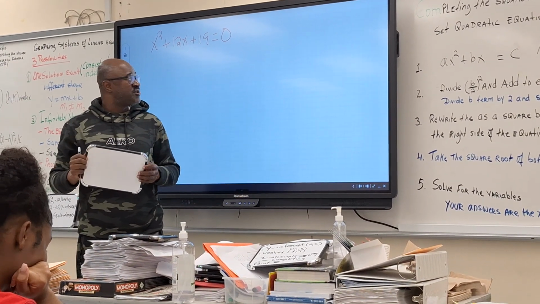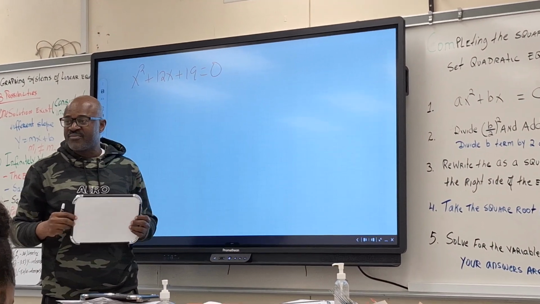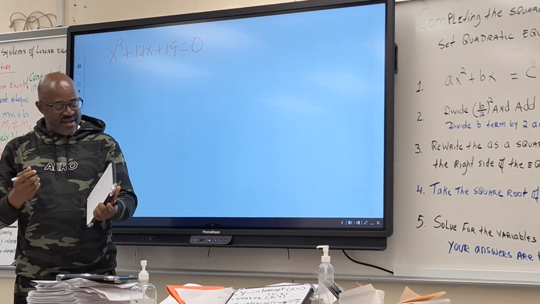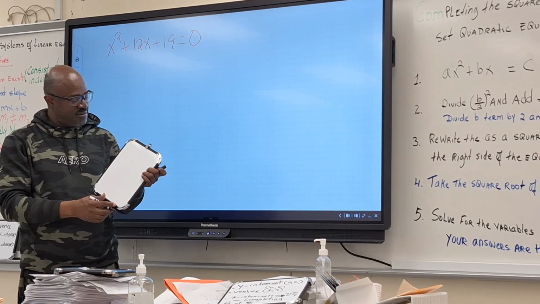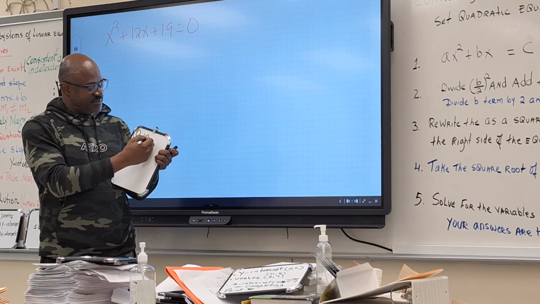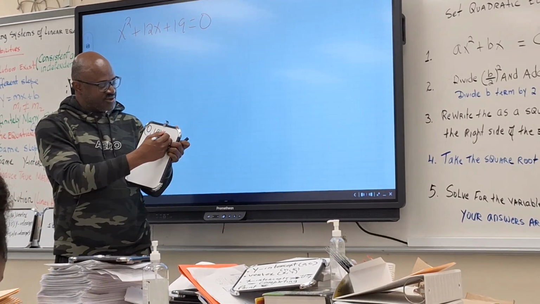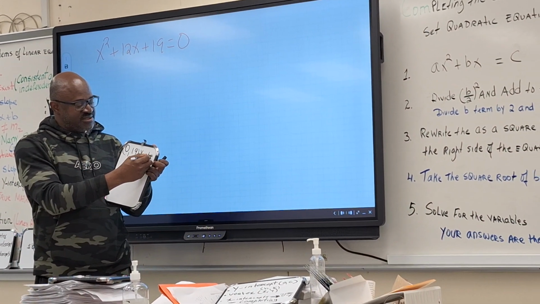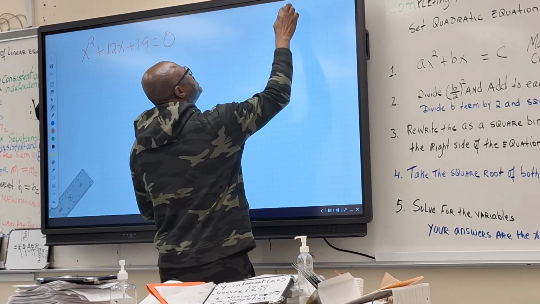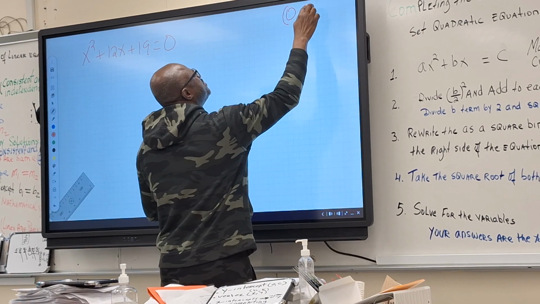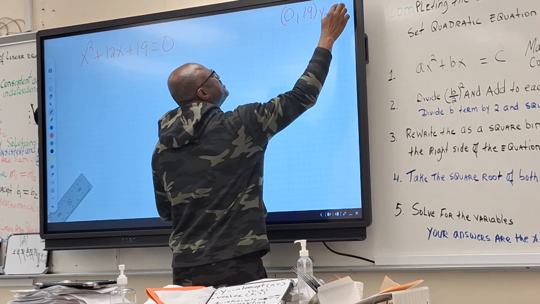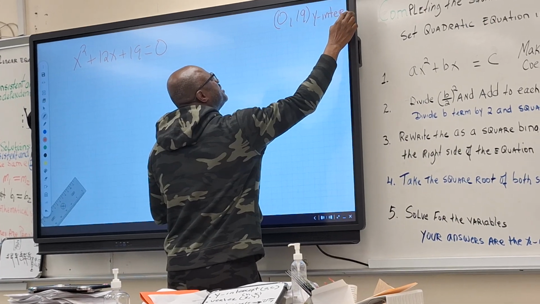And since this equation is already in standard form, what will be your y-intercept? 19. Why did it have another period? 0, 19, exactly. That's one point. That's your y-intercept. Any question on that? No. The equation is in standard form, it's always 0, c. Your y-intercept is 0, 19. That's the first point, and it's the easiest one to find.